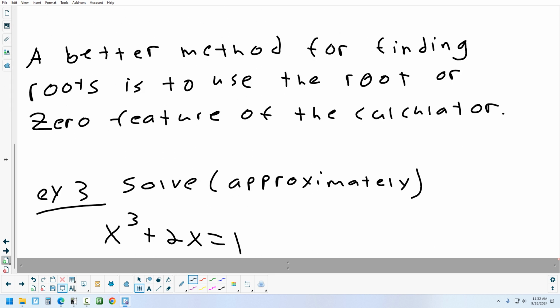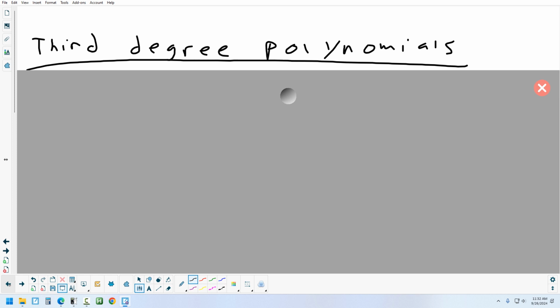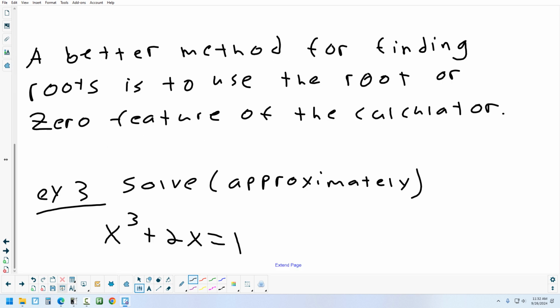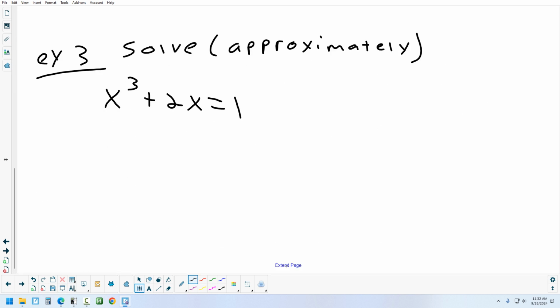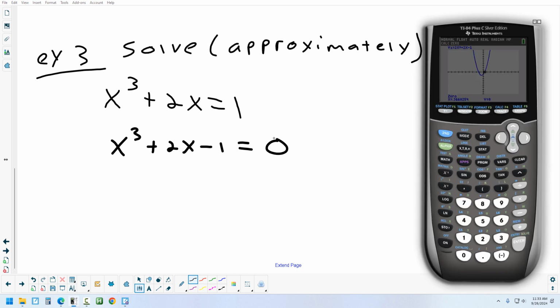Okay, so let's try this one. Is that ready to type in on the calculator? Nope, what do I have to do? Whenever we type it in and we're finding the roots, we gotta make sure it's equal to 0. Now it's ready to type in. Now we did a cubic at the beginning of class. The one we did at the beginning of class, how many times did it cross the x-axis? Crossed 3 times. Well, let's try this one.